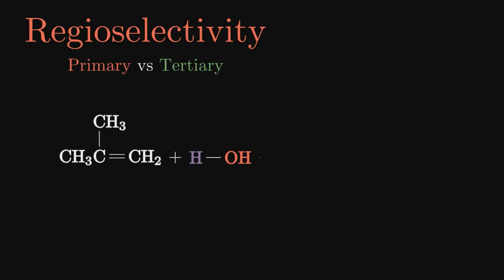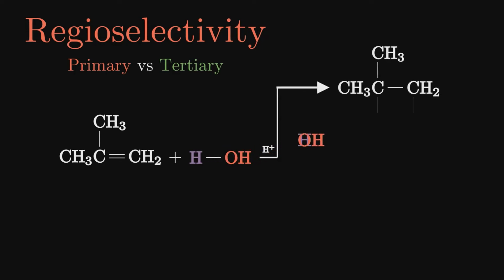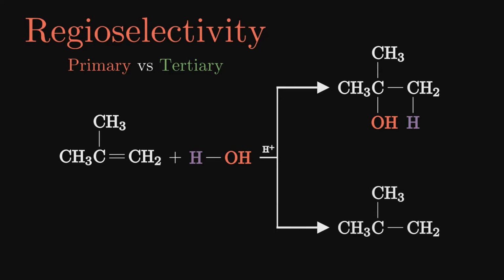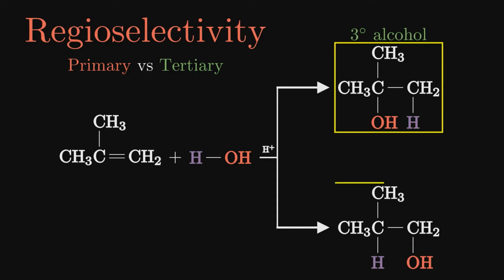Next up, we have 2-methylprop-1-ene, and the potential products here are either a primary or a tertiary alcohol. With your ever-increasing knowledge, I'm sure you can pick out the tertiary product quite easily. And of course, we would expect this one to be the major product of the reaction.